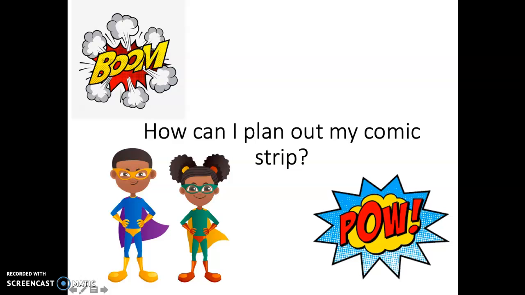Hi, boys and girls. Our task is all about how we are creating a superhero that has super science powers to solve one of the problems that's happening around our school. So today we're going to talk about your comic strip. How can I plan out my comic strip?